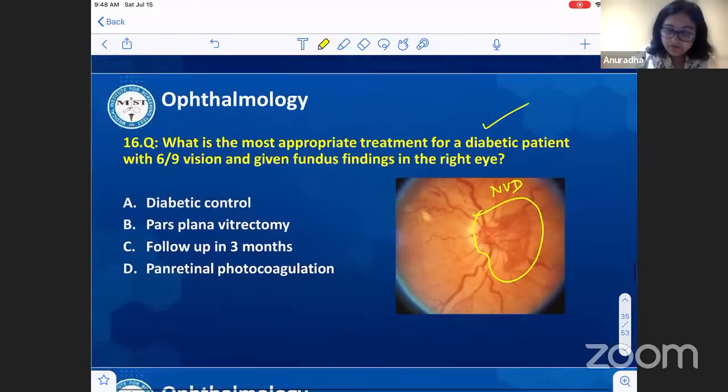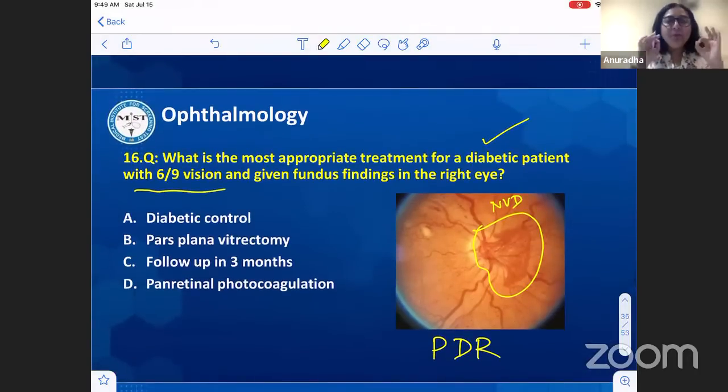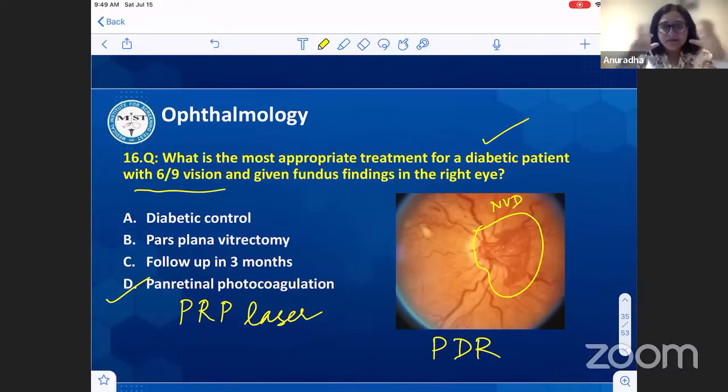And if in a diabetic patient we see NVD, then what is the stage of the diabetes? Then it is proliferative diabetic retinopathy. So when there is proliferative diabetic retinopathy, what should be the treatment? Even if the vision is not that bad, 6/9 is good vision, these new vessels can bleed anytime. They can lead to loss of vision. So we have to treat. We should do pan-retinal photocoagulation, choice D, PRP laser, because you want to prevent the loss of vision. When there is high risk PDR, meaning big sized new vessels, you do the PRP.